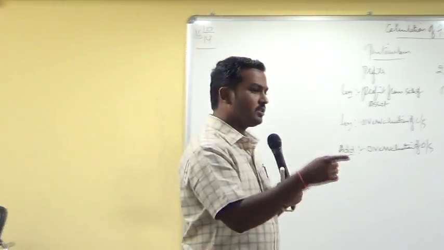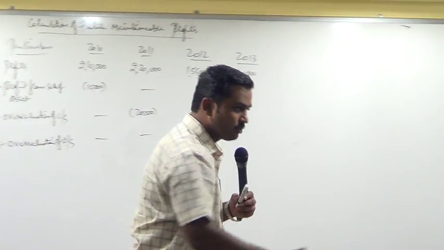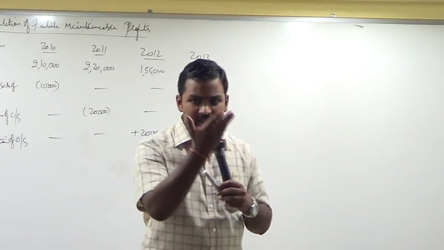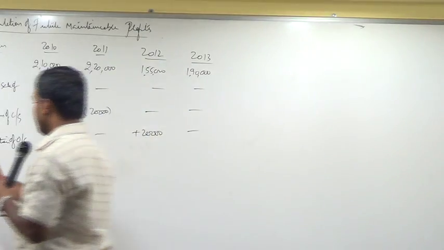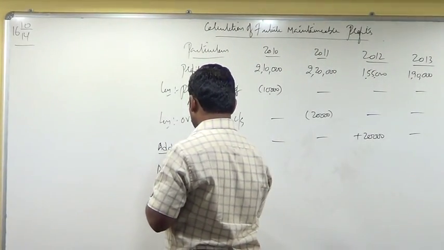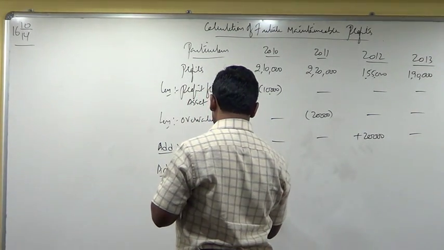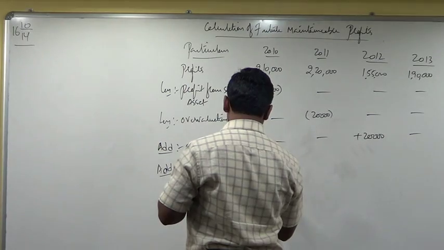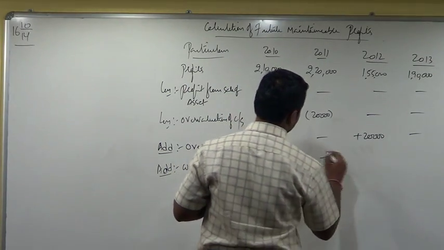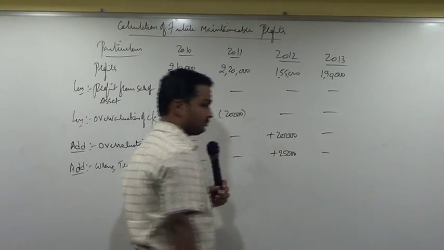Now tell me, because of our mistake, what is the impact on profits? Profits will decrease. 25,000 should not have been debited, but you have debited P&L account. Profits would have been reduced. Now what should I do? Increase the profits. Add wrong treatment of capital expenditure. How much? 25,000.